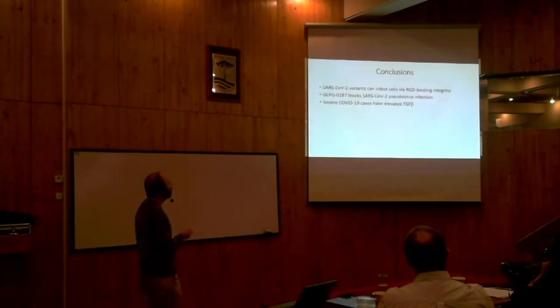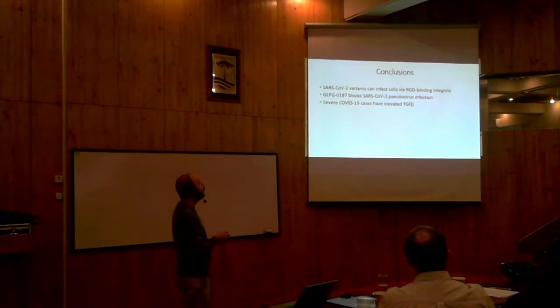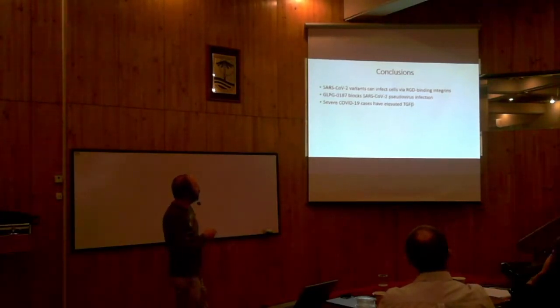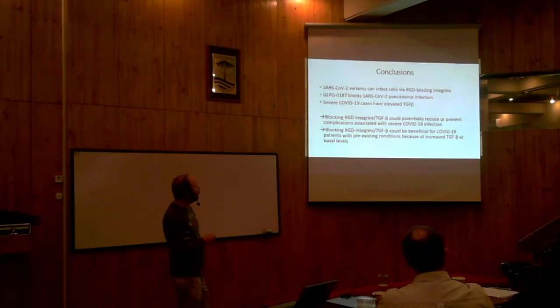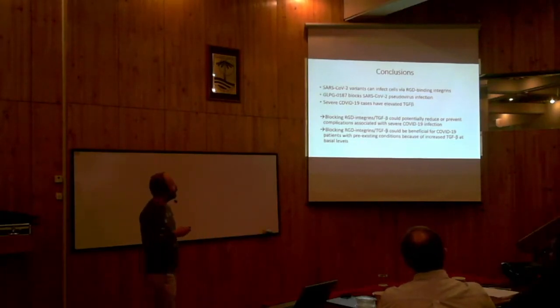Conclusion: SARS-CoV-2 variants can infect cells via RGD-binding integrins. The RGD integrin inhibitor G0187 blocks SARS-CoV-2 pseudovirus infection. Severe COVID-19 treatment effects TGF-beta. And this is like blocking RGD integrins could potentially reduce or prevent complications associated with severe COVID-19 infection. And that could be beneficial for COVID-19 patients with pre-existing conditions because of the increased TGF-beta at basal levels.